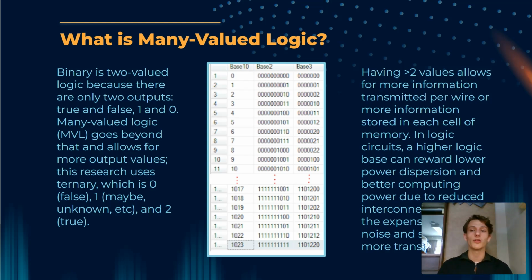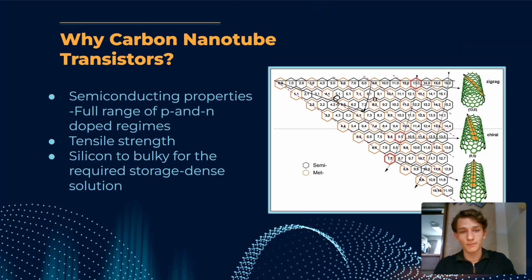Because having more than two values can allow for more information transmitted per wire, or more storage per cell, and all this leads to a more storage-dense solution, allowing for less power dissipation, allowing for better computational speed. It is at the expense of having to read through more noise and also more transistors, because the more complex circuit can take way more transistors. But for this case, they managed to negate that and cut the number of transistors in a circuit.